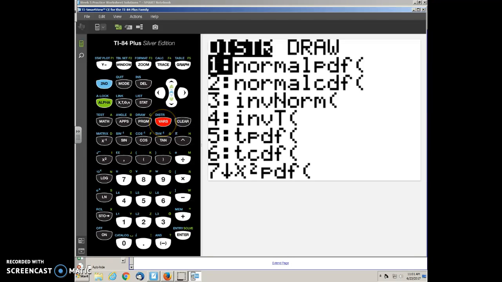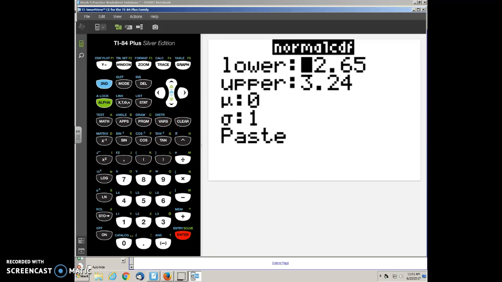Second vars, normal CDF. Now some calculators you have to actually type it in the way I just wrote it, and then some are like this. So our lower limit is 0.33. Our upper limit we're going to use is 99999. The population mean is 0. Population standard deviation is 1.